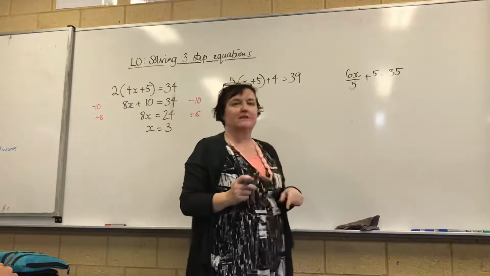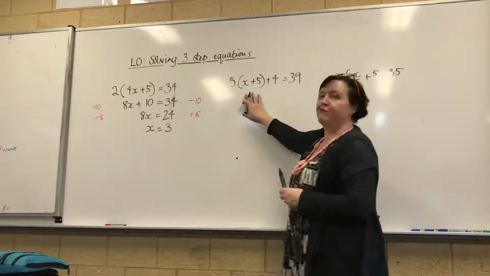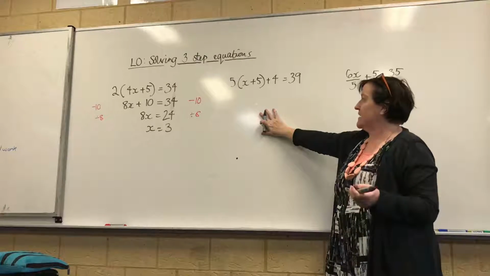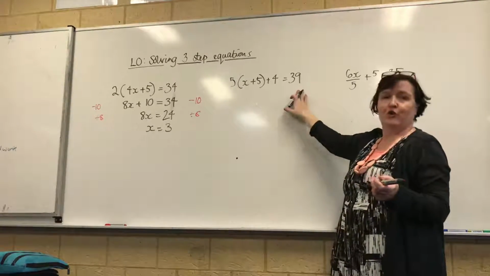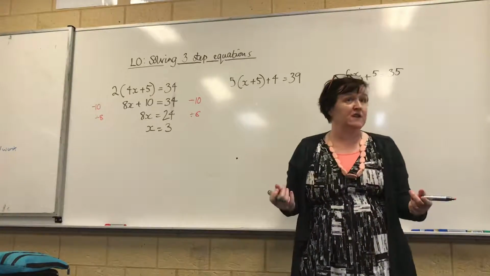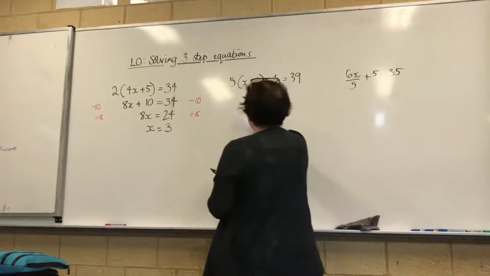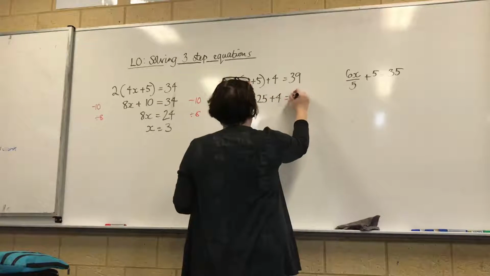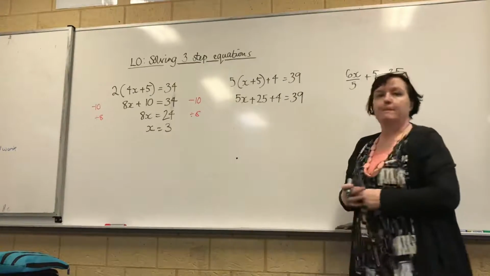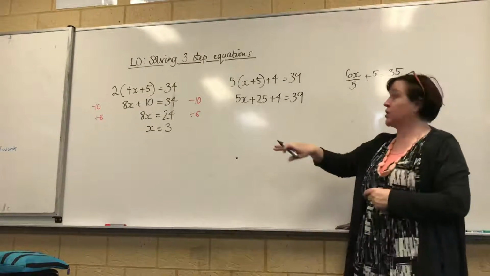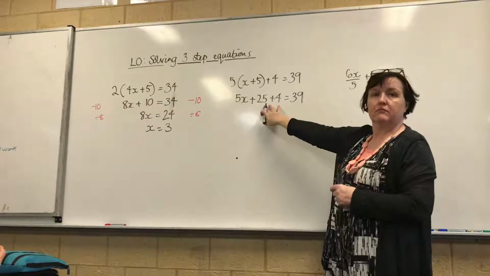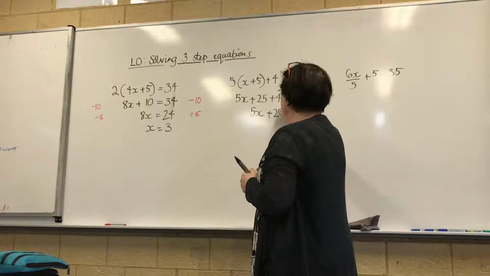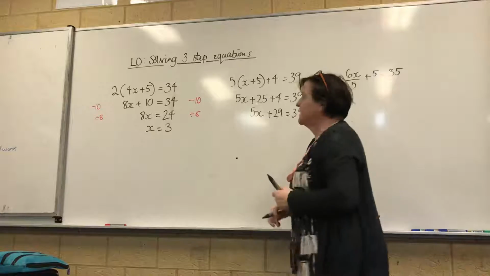Here then, let's see if I can get this one right. So we've got 5 outside of x plus 5, plus 4 equals 39. So what do I need to do first? Expand the brackets. So we've got 5x plus 25 plus 4 equals 39. Now I need to do what? Yeah, we can simplify that. So it's 5x plus 29 equals 39.